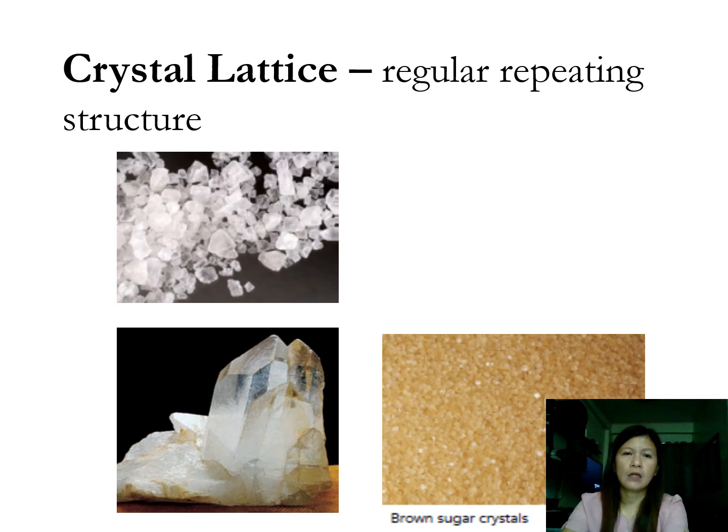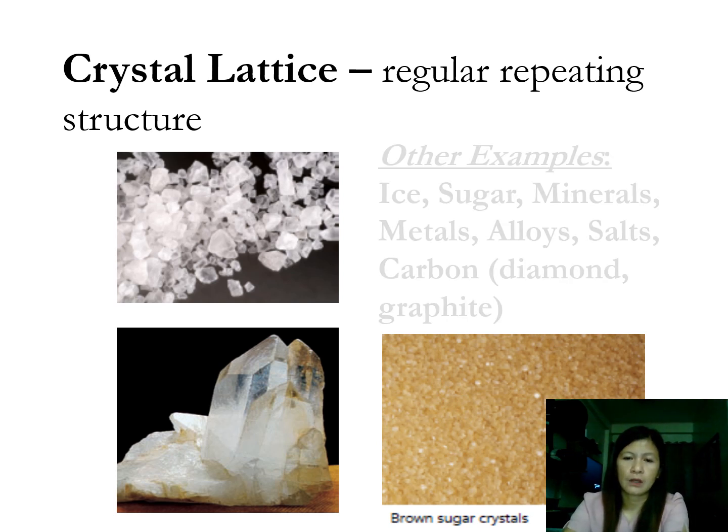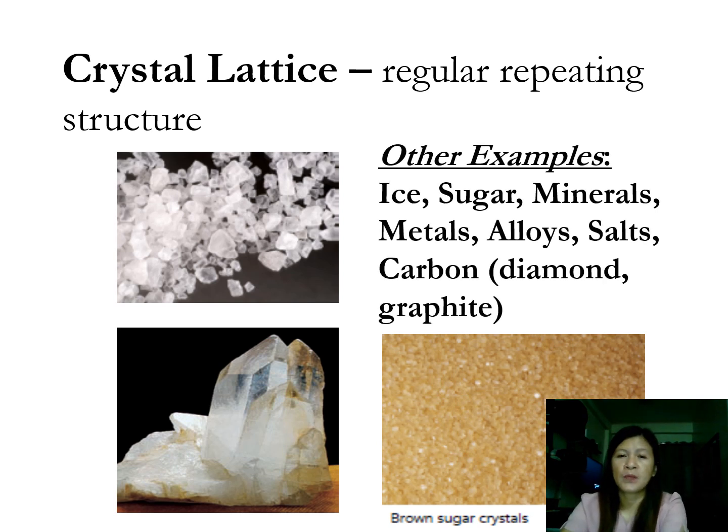Crystalline solids are also characterized with crystal lattice. Crystal lattice is the regular repeating structure of crystalline solids. So again, these are some of the examples. Quartz, we have sugar. Other examples include ice. Ice, as we are aware of, when we look at it under a microscopic view, the atoms are well-patterned. So that's what happens when water is frozen. The atoms form a regular pattern.